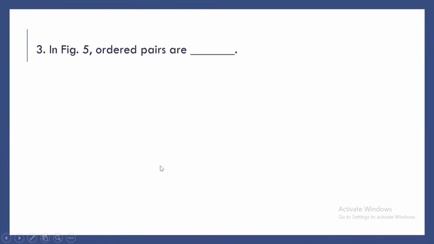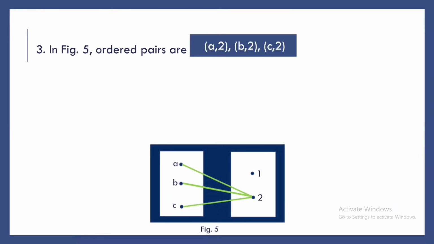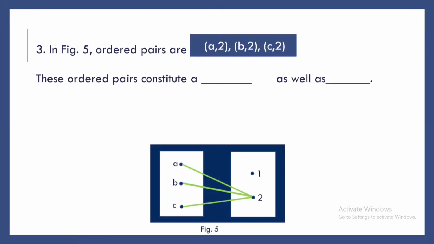Let us take figure 5. The ordered pairs are A2, B2, and C2. Once again, each of them is having a single, unique output. Isn't it? A is having only one output, 2, B is having a unique output, 2, C is having a unique output, 2. So it is a function. I write the ordered pairs A2, B2, and C2. And yes, these ordered pairs constitute a relation as well as a function.